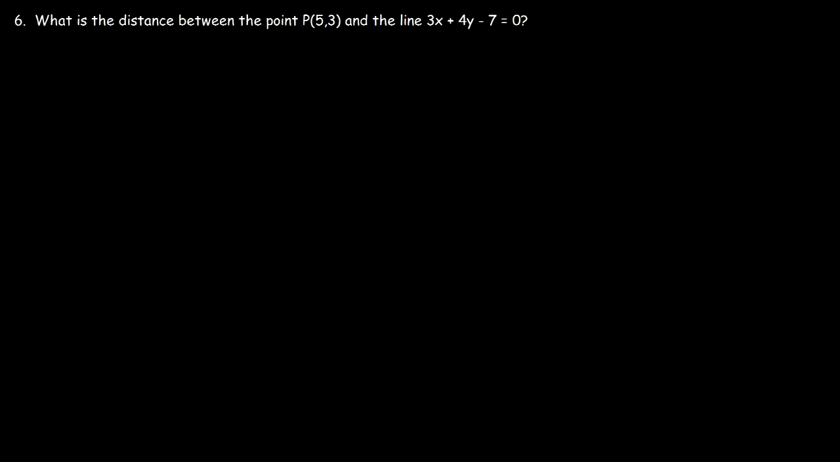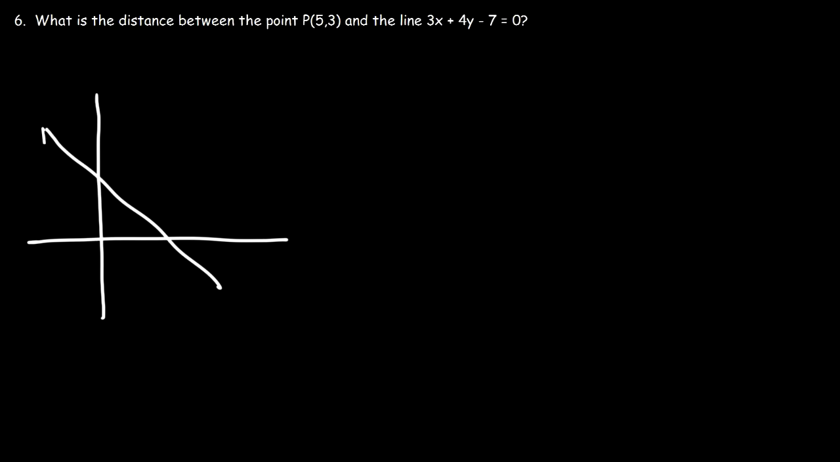Number 6. What is the distance between the point (5, 3) and the line 3x plus 4y minus 7 equals 0? So let's say if this is the line, and here is the point. The distance is the perpendicular distance between the line and the point. So we need to calculate this distance d.